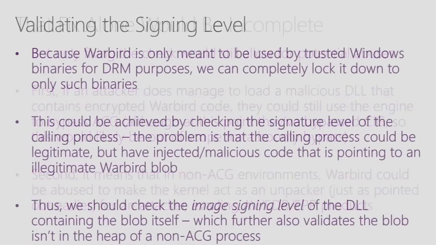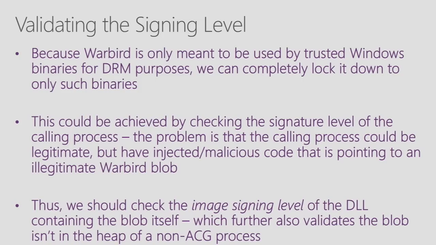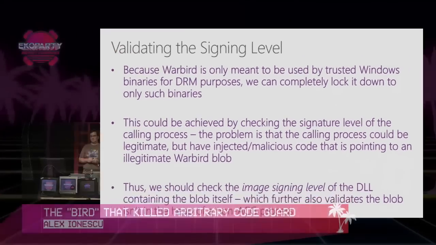And so the second fix that was done is to check the signature level as well. And what is the signature level? The signature level is a concept that Microsoft added in Windows 8 that looks at the certificate of a binary and its EKUs, its enhanced key usages, as well as the signer. For example, Microsoft has a signature level. The Windows team within Microsoft has a signature level.